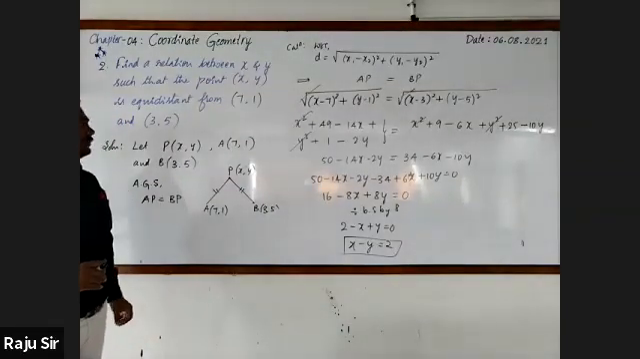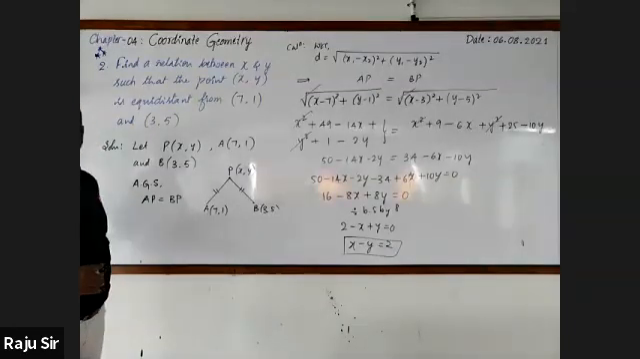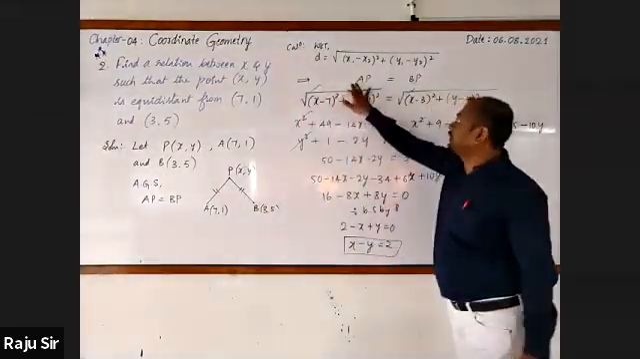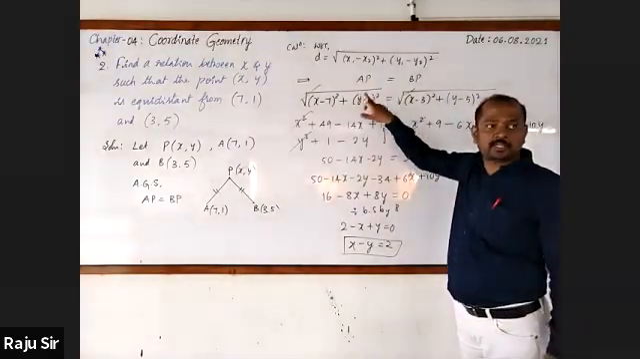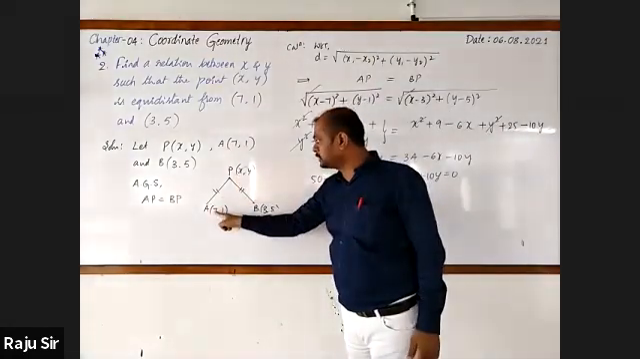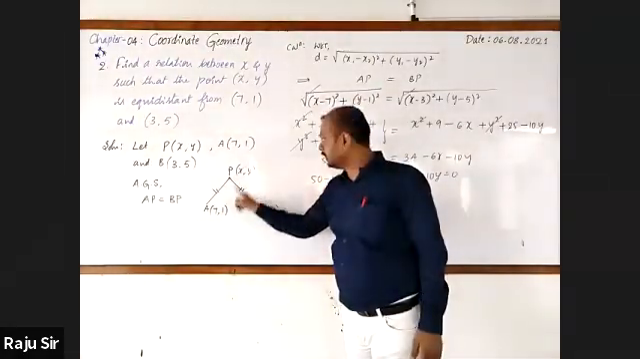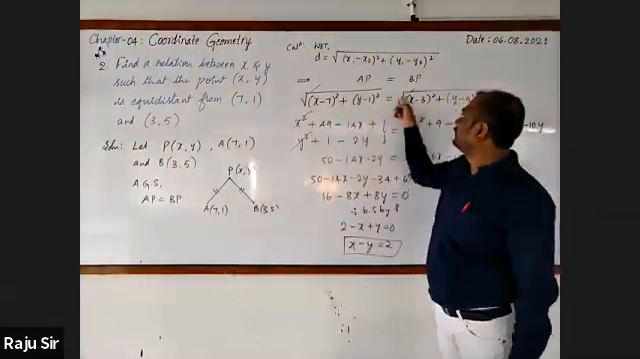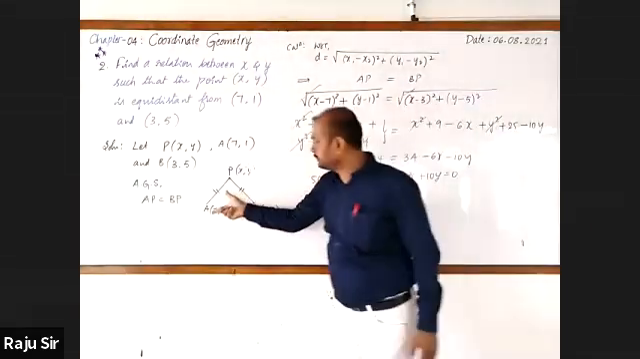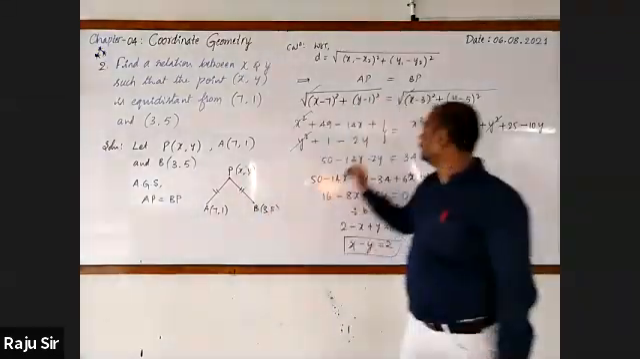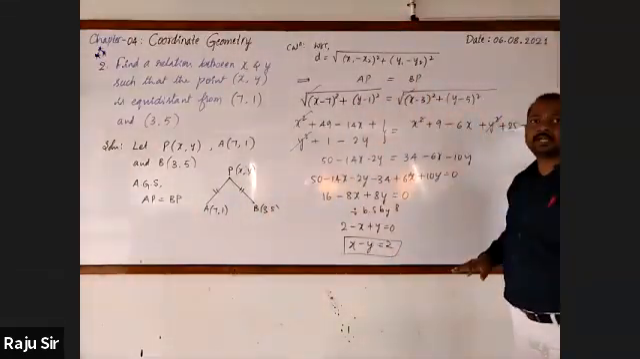Sir, repeat, sir. From where? From AP equal to BP. To find AP, we use the distance formula: (x1 − x2)² plus (y1 − y2)² under the root. Here, (x − 7)² plus (y − 1)². Then BP, square root of (x − 3)² plus (y − 5)². On both sides, the root gets cancelled.